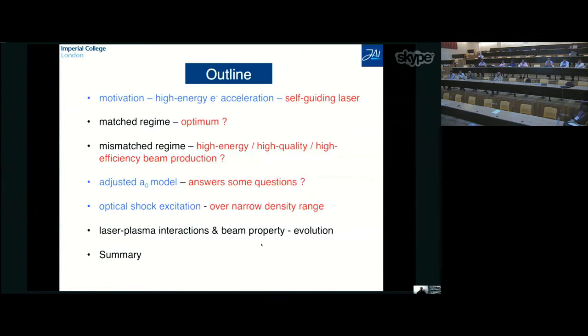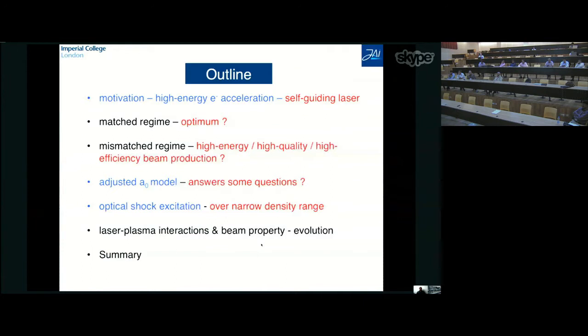Automatically, one of the questions that might arise is, why are you looking at the mismatched regime? I'll explain why the mismatched regime may be attractive from certain considerations as opposed to the matched regime. Then I'll show you that you can get such very high quality, high energy beams. We'll explain the production of those beams using the adjusted A0 model. And I'll show you that this mismatched regime process is optimized only over a certain narrow plasma density range, which corresponds to where an optical shock is excited.